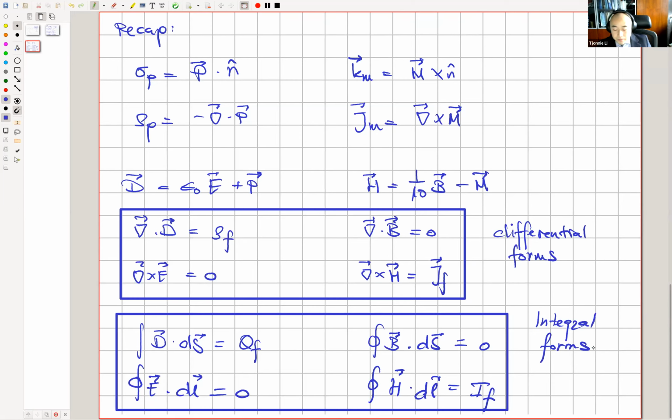Okay, so are there any questions at this point about the treatment that we've introduced for the fields in matter?